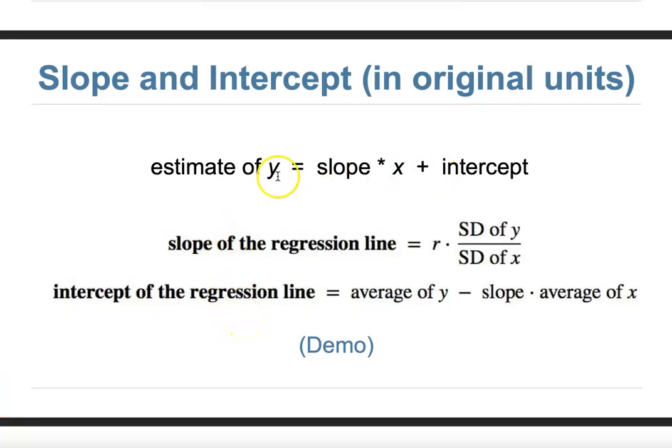After we convert that equation to the y equals mx plus b form, we get the slope m equal to r times the standard deviation of y divided by the standard deviation of x. And the intercept of the regression line will be the average of y minus the slope times the average of x. The slope here is the correlation coefficient times the standard deviation of y divided by the standard deviation of x.